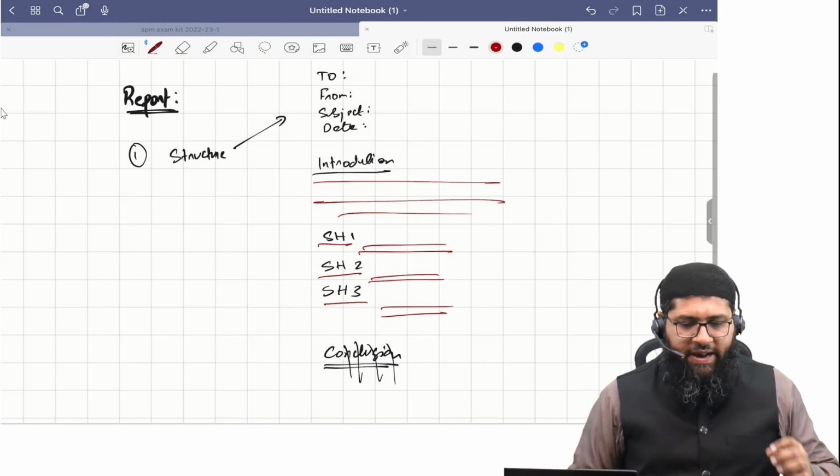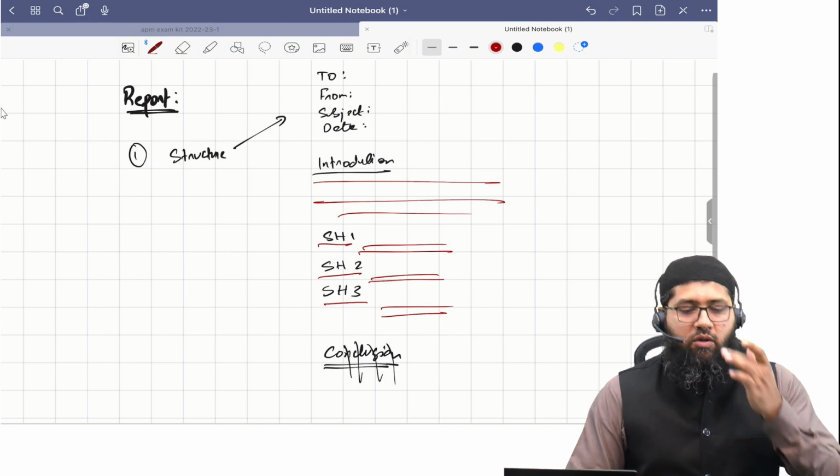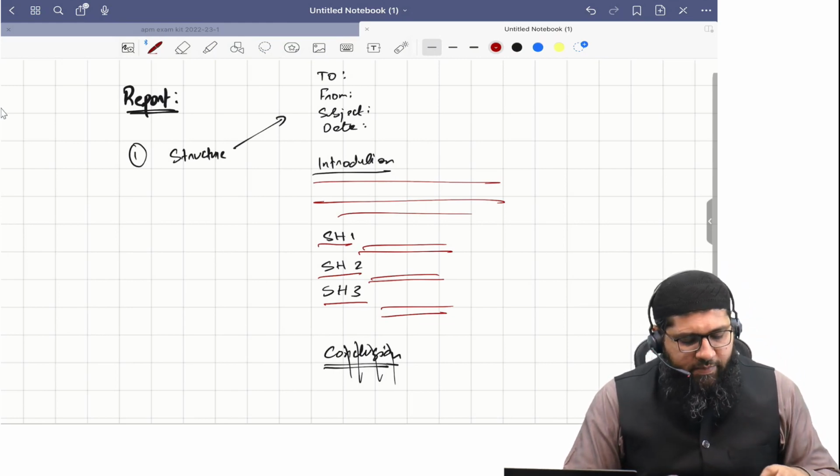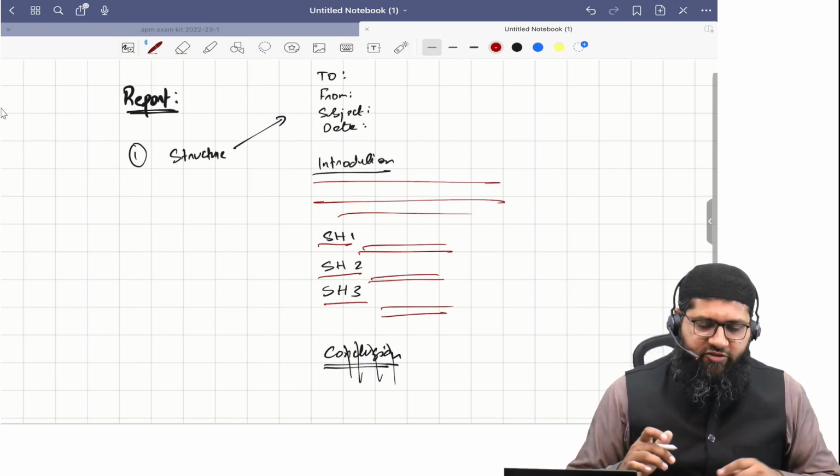Now, let's just start off. So basically, always when you have got a question where you have to write down the report, you got to make sure that you follow this structural requirement.